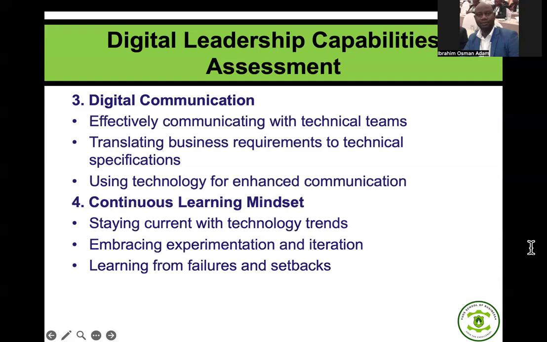Because you need a continuous learning mindset as a leader. Why? Because technology changes very, very rapidly. So what is cutting edge technology today might be obsolete in a couple of years. So as a leader, you need to embrace what we refer to as experimentation and iteration. You need to be able to, at least, even when this technology you are implementing is working, know that in a couple of years, it may become obsolete.